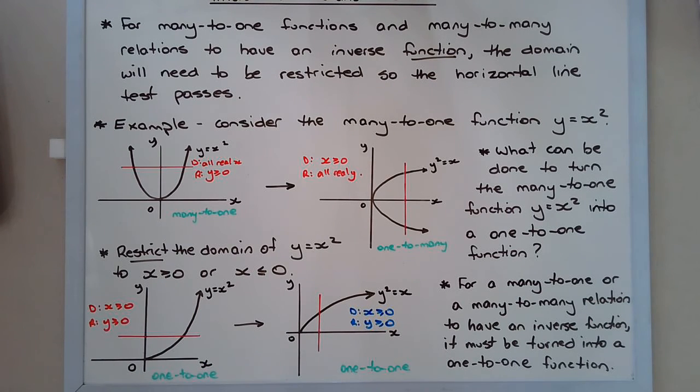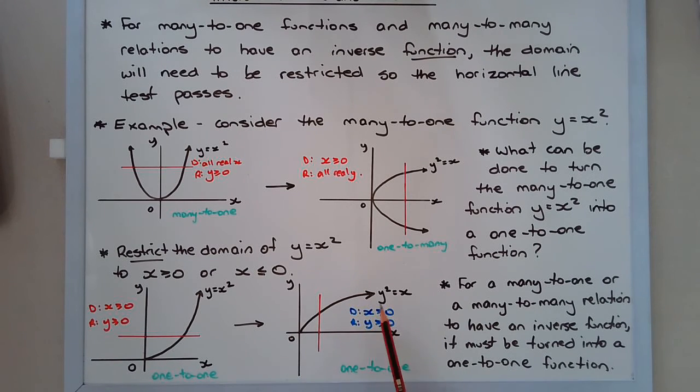So here's an example where I've restricted the domain of y equals x squared to x greater than or equal to 0. And you can see here that y equals x squared now passes the horizontal line test, and it's turned into a one-to-one function. The domain is x greater than or equal to 0, and the range is y greater than or equal to 0. Let's consider its inverse.